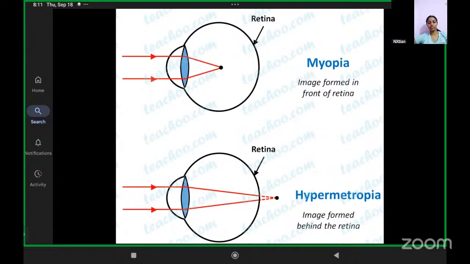Ma'am, when somebody cannot see far, like the person can see close objects but they cannot see far, what is it called? When they can see close objects but cannot see far, it's called farsightedness. Ma'am, what? Myopia, hypermetropia.